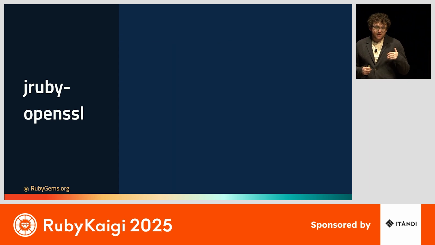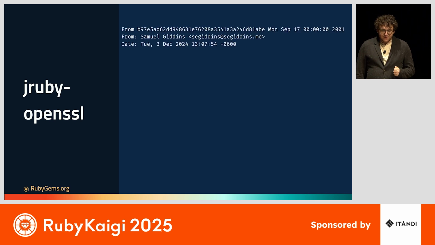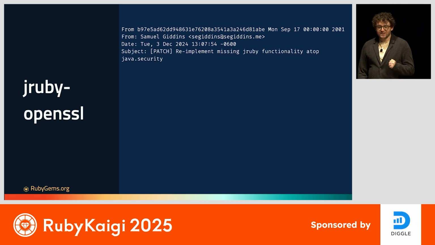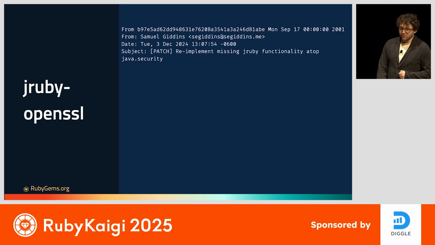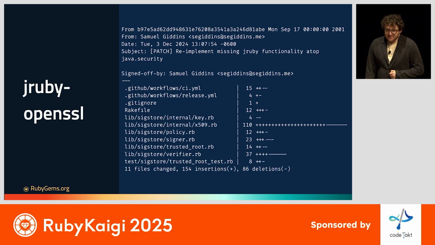Now, it was so difficult to get some of the stuff working on JRuby that I had to reach down into the raw java.security APIs to have support for all the primitives I needed. So here's a fun commit that I landed last December, where I re-implemented all the missing JRuby functionality. Just in this room we were talking about how in JRuby one of the great things is you can just use Java classes and Java methods. I had to do that to get sigstore-ruby working on JRuby. And it was a whole bunch of changes. And if you look at those changes, they're pretty gnarly.